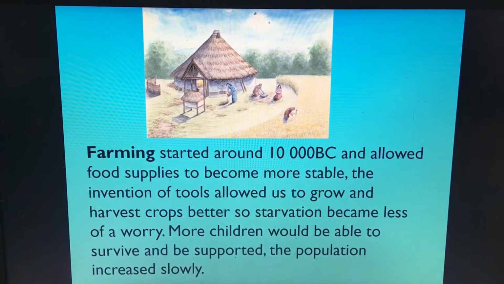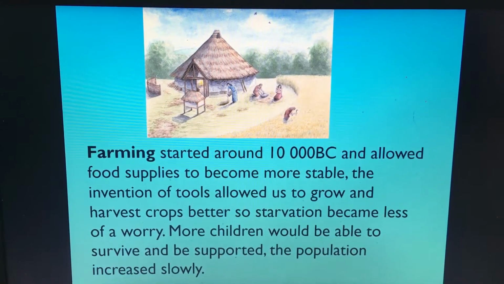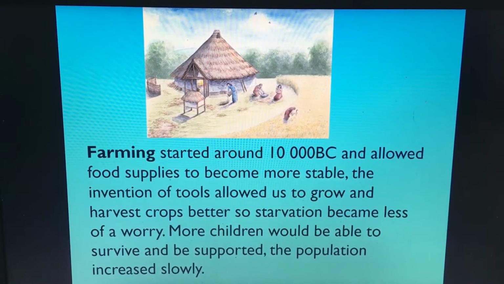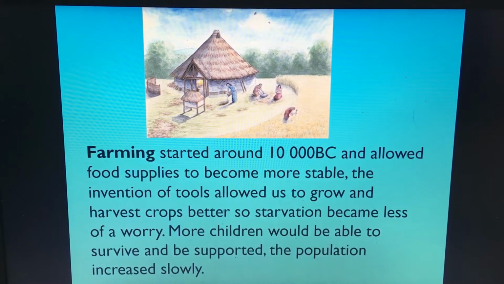The next image shows farming, and this allowed food supplies to become more stable. The invention of tools allowed us to grow and harvest crops better, so starvation became less of a worry. More children would have been able to survive and be supported. The population would have increased, but increased slowly.